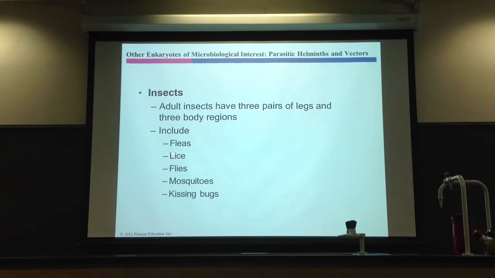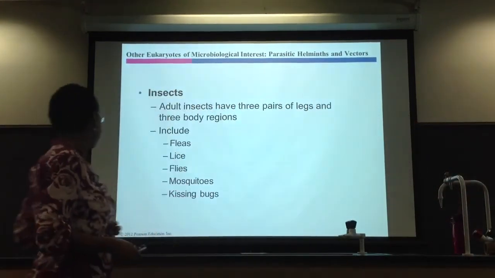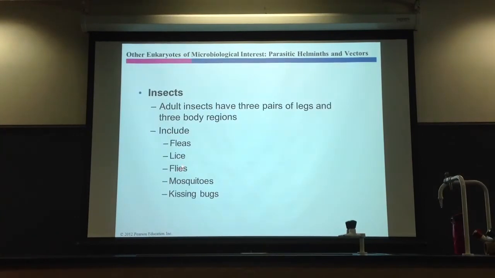Now, some lice can carry some rickettsial diseases that cause typhus in, as Edward said earlier, developing countries. I don't like saying third world, but developing countries. Now, flies. Mosquitoes are a type of fly. So flies are true flies, and mosquitoes are a type of fly because they both have wings, they both can fly.